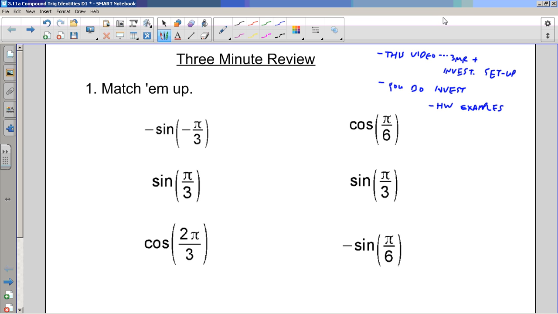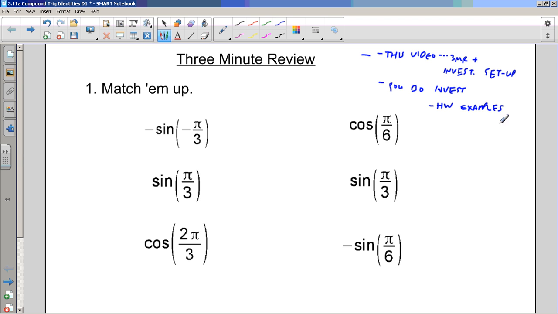And we've got another one of these days where we're sort of back and forth between a video and an activity. So this video takes up the 3-minute review and sets up the investigation that we're going to do. Either you do it at home by yourself and take it up, or in class, and I'll let you plan that. And there's the plan. There's this video, and then the investigation, and then there'll be a video that tells us some homework examples.